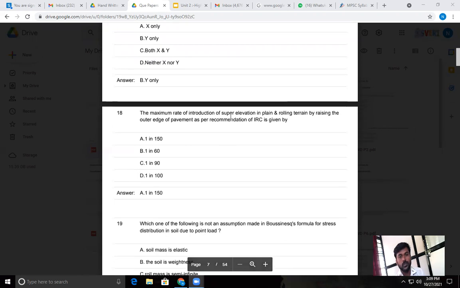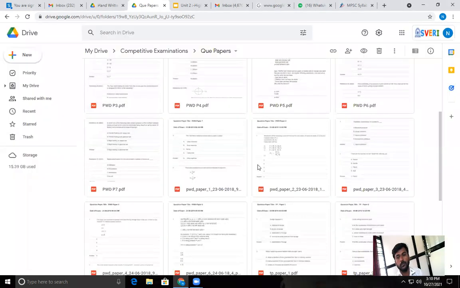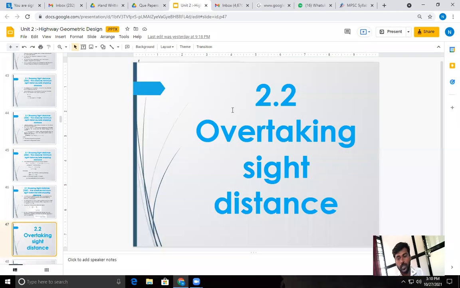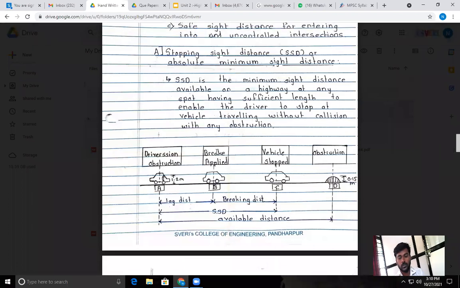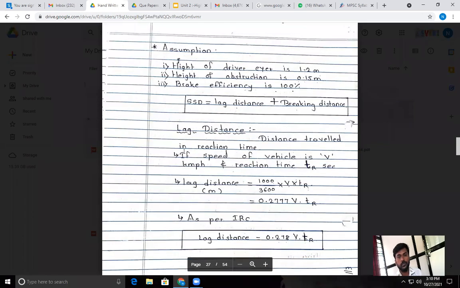The maximum rate of introduction of super elevation is our next point that we'll take afterwards. Like this, I am just telling examples. There are a number of questions that will be asked from highway. As highway is a very large subject, it is very important from the exam point of view. So you should prepare all the points and clear them so that you will be prepared for any exam.